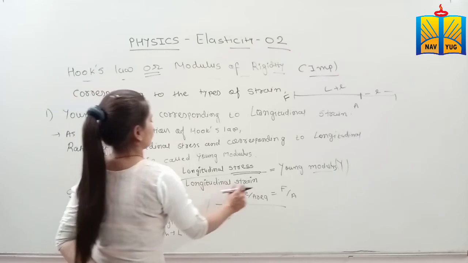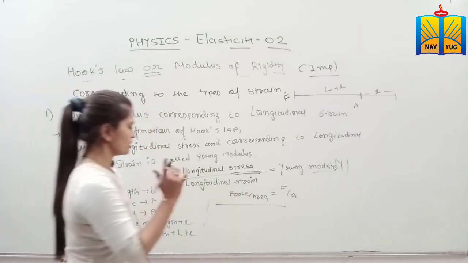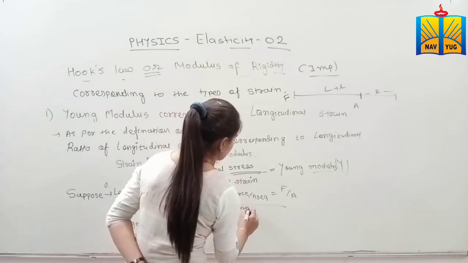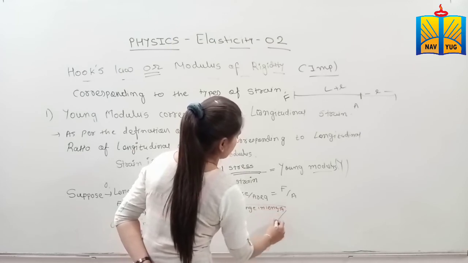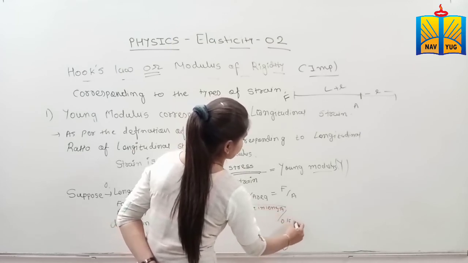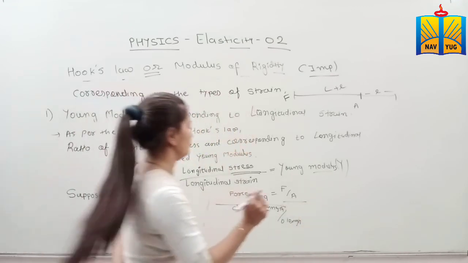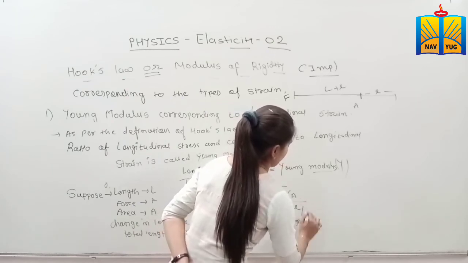Now the equation of longitudinal strain. Equation of longitudinal strain is change in length divided by original length. Here change in length is small l and original length is capital L.